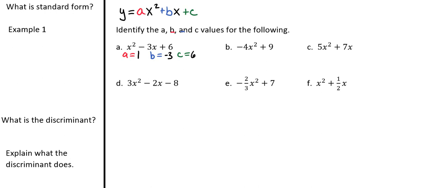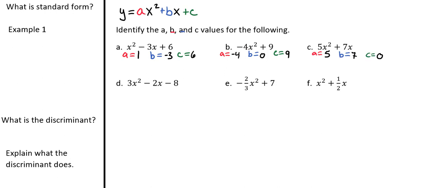For letter B, we have negative 4x squared plus 9. And we want to find our a, b, and c values. So here we have an a value of negative 4, a b value of 0 because there is no single x value there, and a c value of 9. Go ahead and try letters C, D, and E on your own. So push pause, and when you're done, push play. Let's see if you were right.